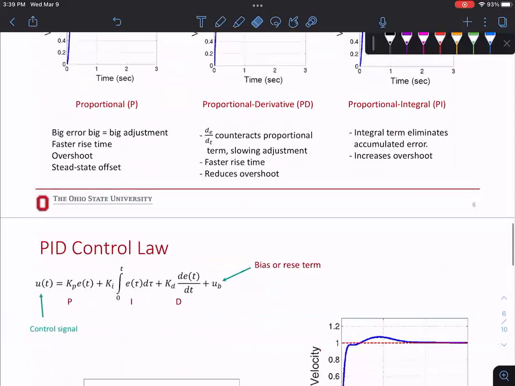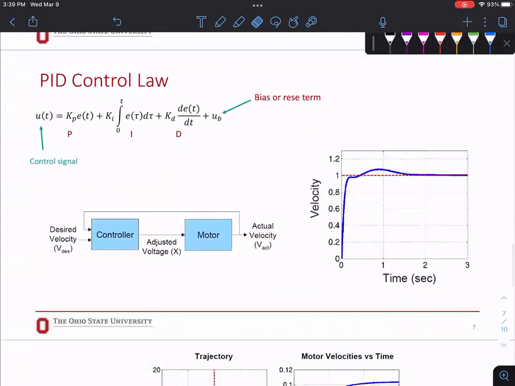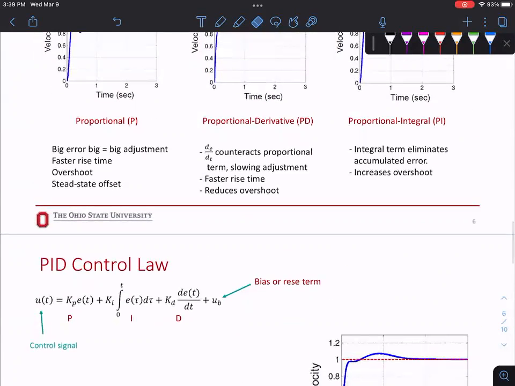Now, if you add all of them, it becomes a PID controller. So when I say P controller, my control law is only u = KP times e(t). That's what it means. If I say PD, u would be KP times error plus D was derivative. So KD times de(t)/dt.